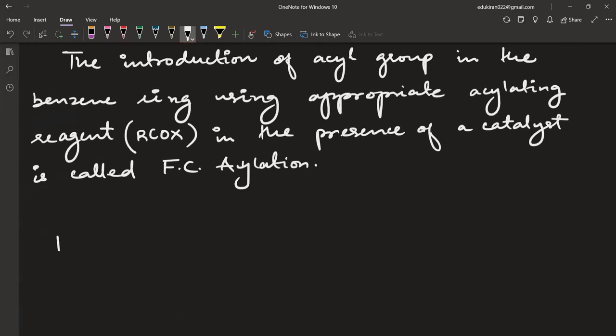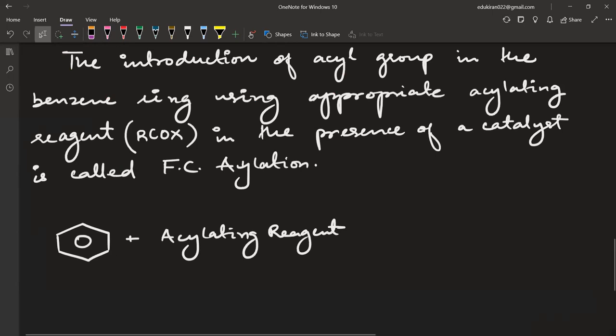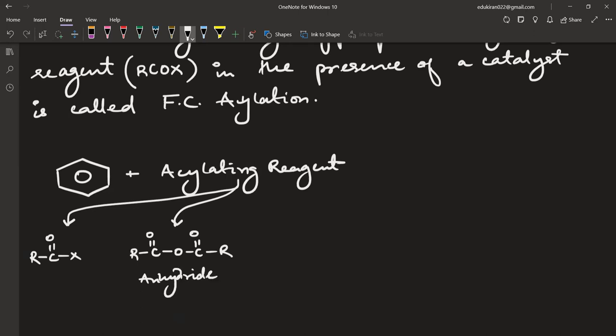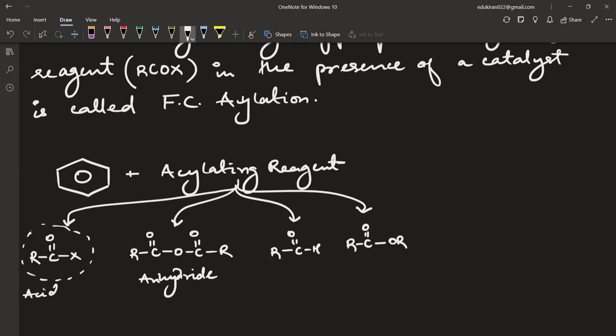Okay. Benzene ring and this acylating reagent. There are more acylating reagents. We will be using acid halides, RCOX, or RC=O, O, C=O R. This is known as an anhydride. You can also use RC=O H, an aldehyde. We can also use esters, RC=O OR. What do you need to keep? Just this one: acid halide.